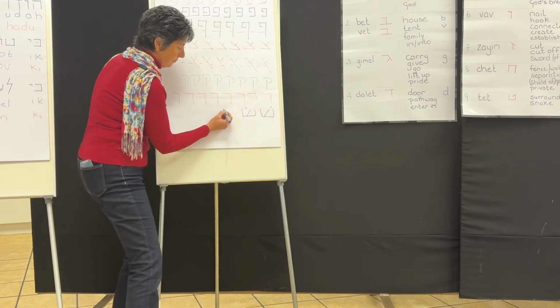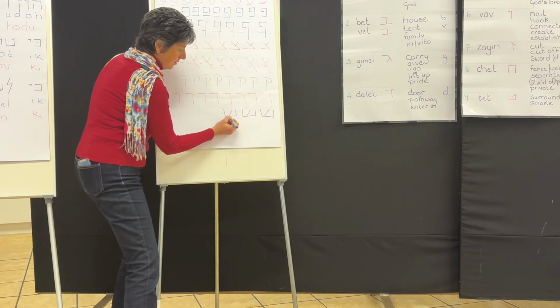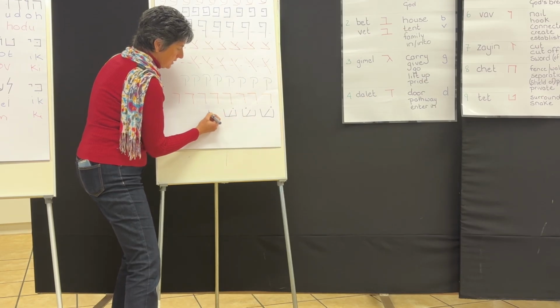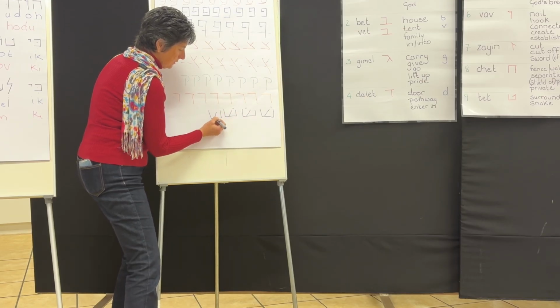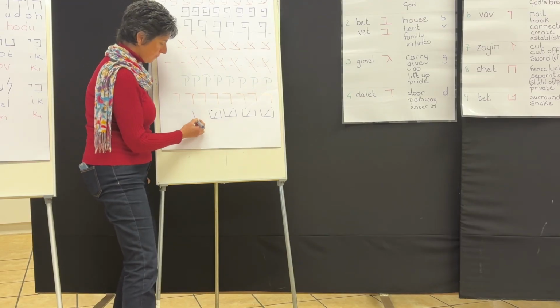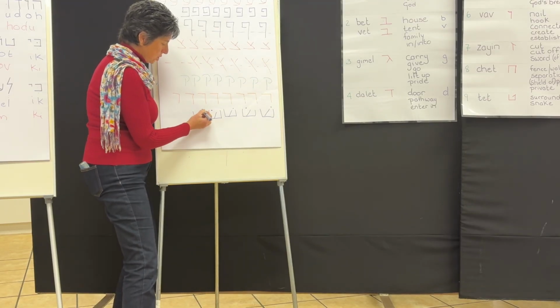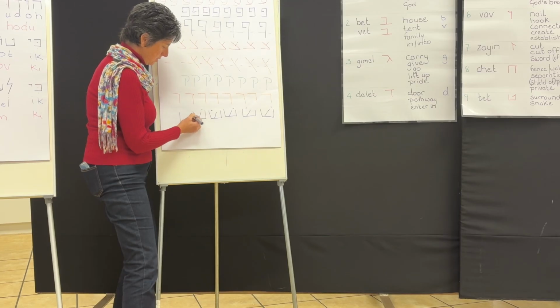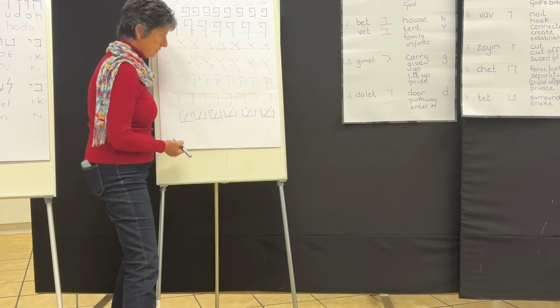The dot is either on the right side for a Shin, sh, or on the left side for a Sin, s. Sh. S.